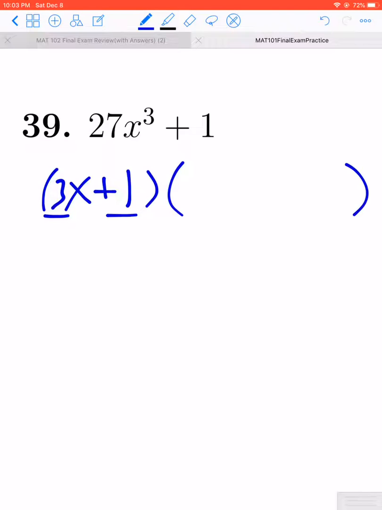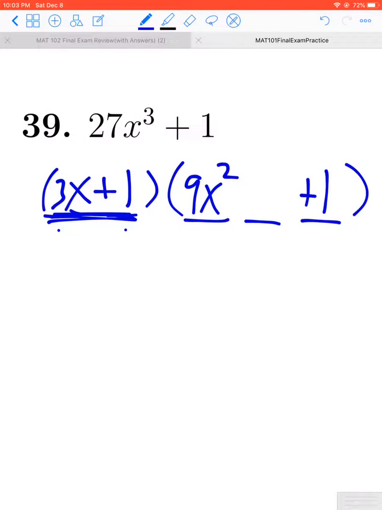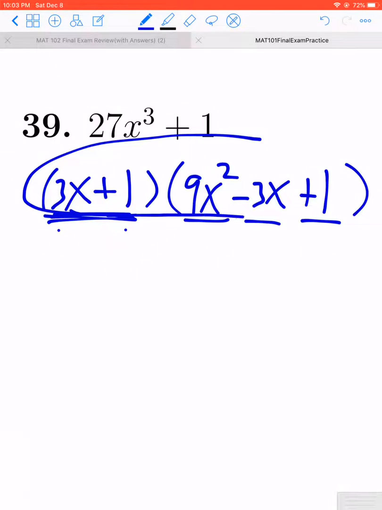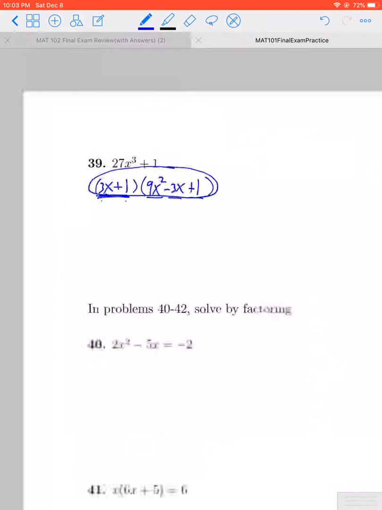We are now going to use this to get the trinomial part. The first term here is the square of the first term here. That's going to be a 9x squared. The last term here is the square of the last term in your binomial. That's going to be a plus 1. And then for the middle term, you multiply those two together, but switch the sign. 3x times 1 is 3x, but it now becomes a negative 3x. So there's your answer. It's 3x plus 1 times 9x squared minus 3x plus 1.